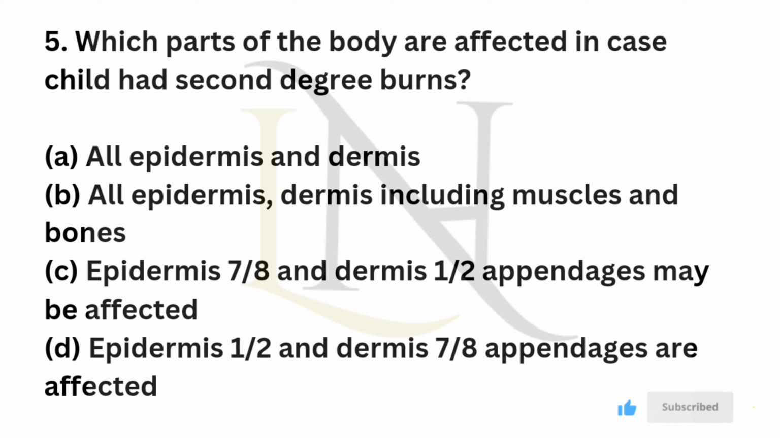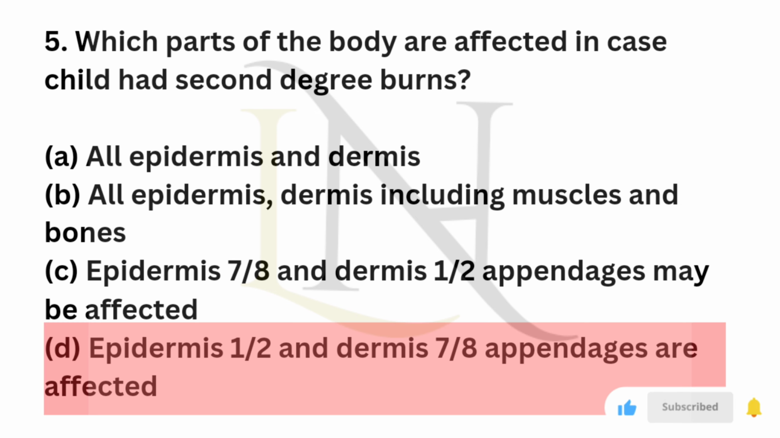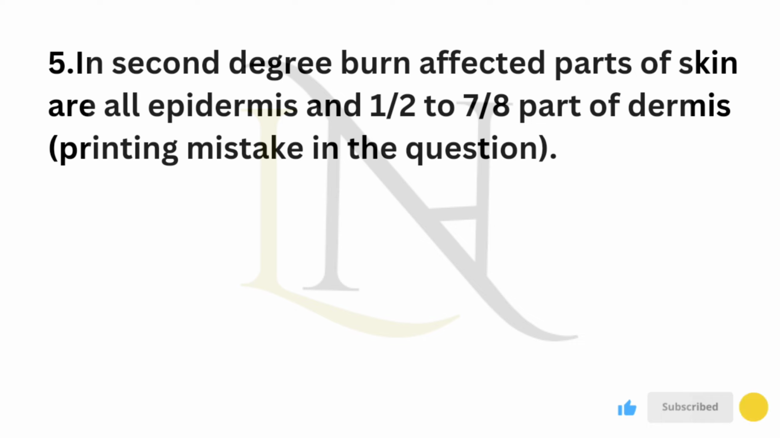Which parts of the body are affected in case a child has second degree burns? Option A, all epidermis and dermis. Option B, all epidermis and dermis including muscles and bones. Option C, epidermis 7/8 and dermis 1/2, appendages may be affected. Option D, epidermis 1/2 and dermis 7/8, appendages are affected. We will see the correct answer. Option D. In a second degree burn, the affected parts of skin are all of the epidermis and 1/2 to 7/8 of the dermis.